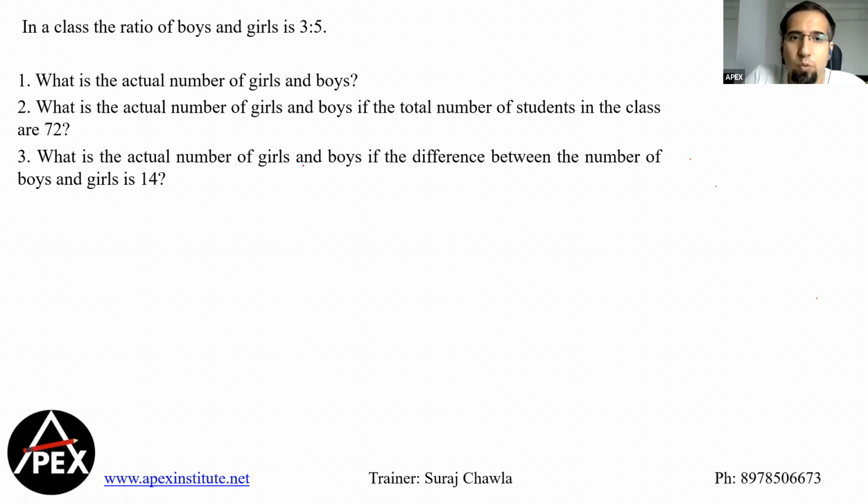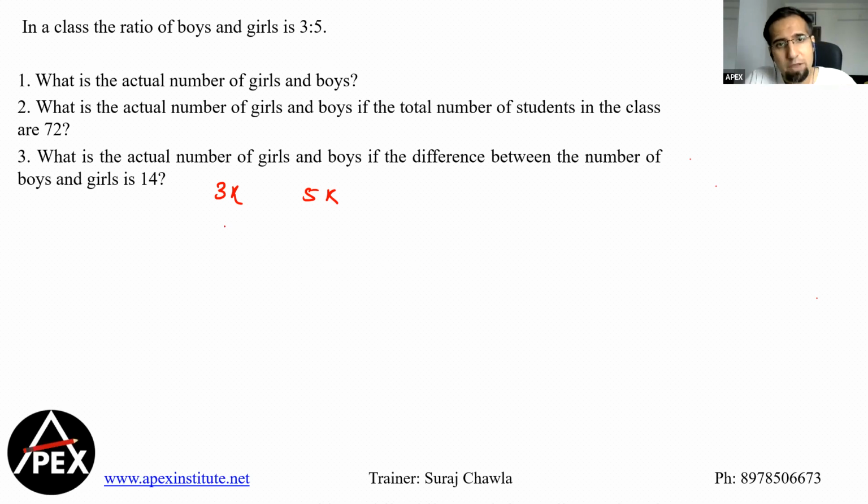Yep, let's see this, guys. So what is the actual number of boys and girls? The difference between the boys and girls is 14. So I would say that the number of boys is 3K and the number of girls is 5K. This is where the K concept is useful. K concept will be useful when you have word problems and when the total is not given, right?